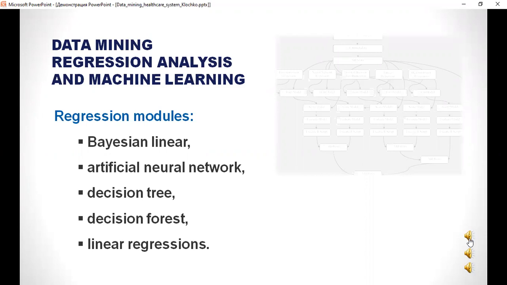This report presents data mining, which is based on regression analysis and machine learning. We developed and applied a machine learning model, which includes the regression models: Bayesian linear, artificial neural network, decision tree, decision forest, and linear regressions. In the process of applying this machine learning model, using the mentioned algorithms, the regression models were constructed and their comparative analysis was performed. The results were analyzed.